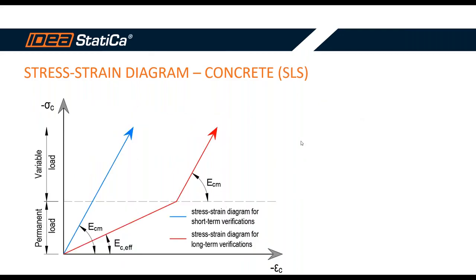Then we check serviceability limit states, but we use different stress-strain diagrams. We use this blue and red curve. It depends on whether we calculate stresses due to short-term or long-term effects of loads. And it is a linear or bilinear diagram.